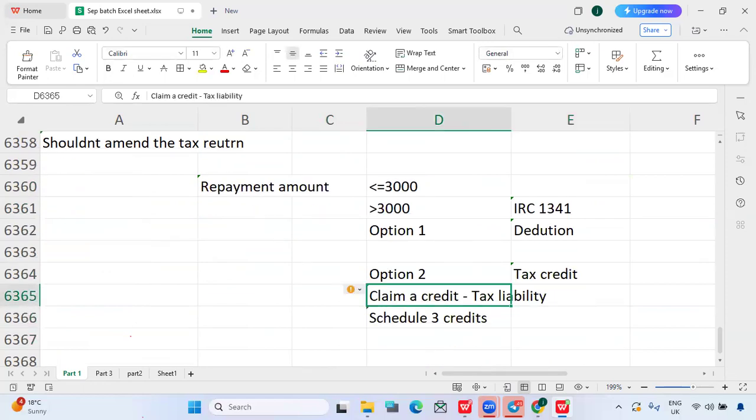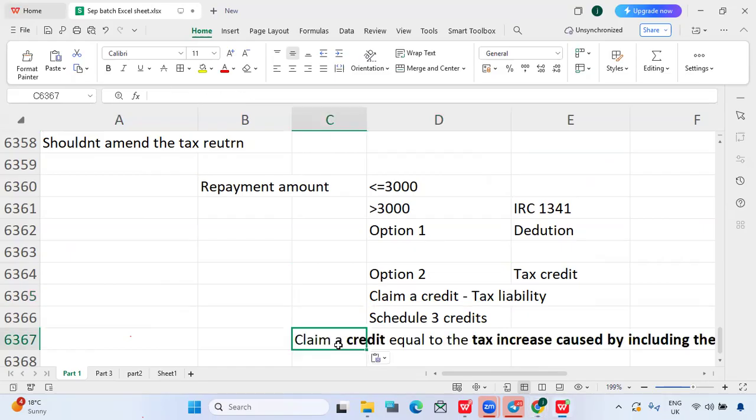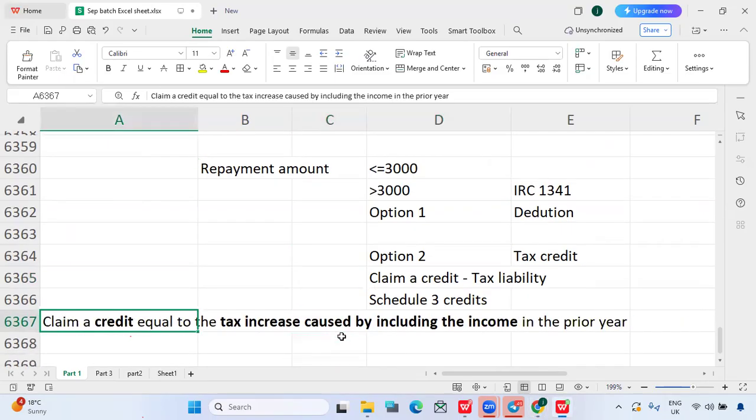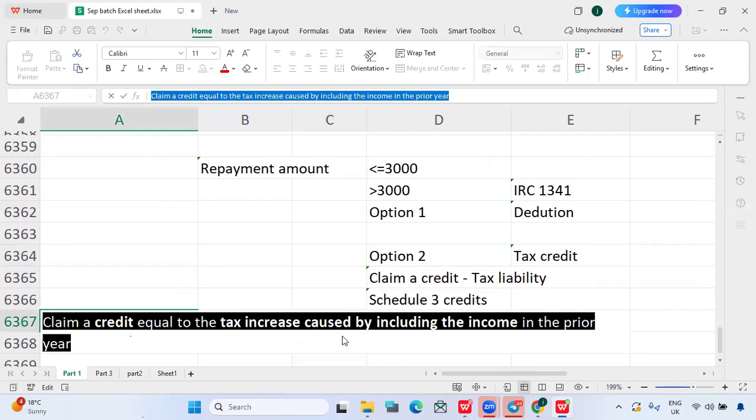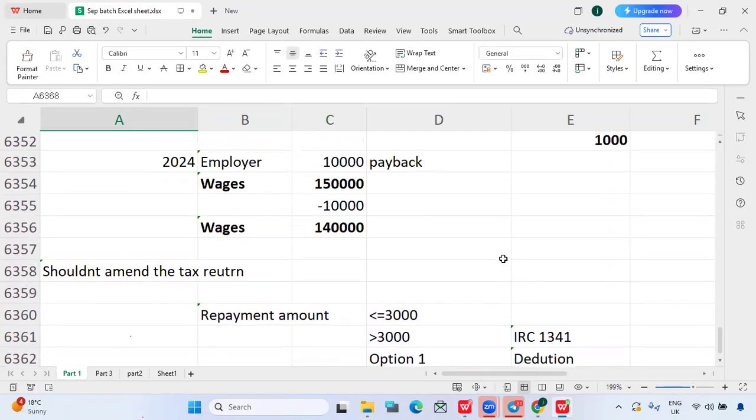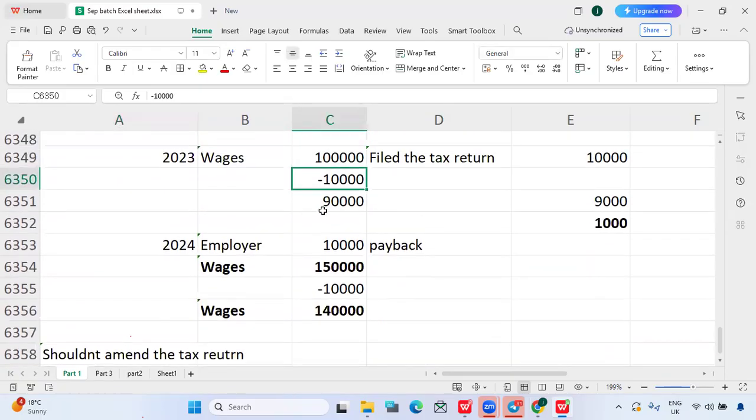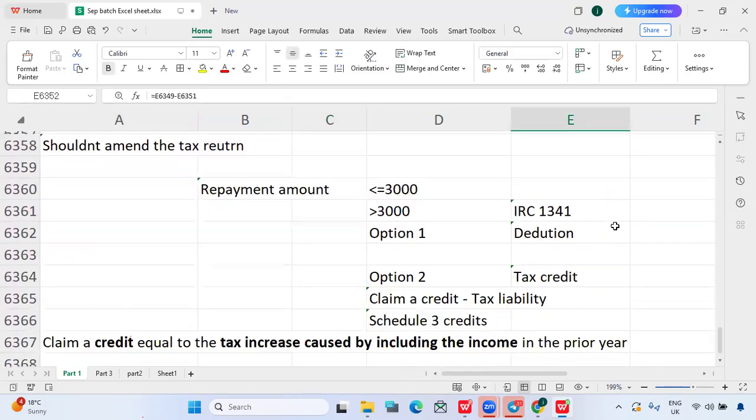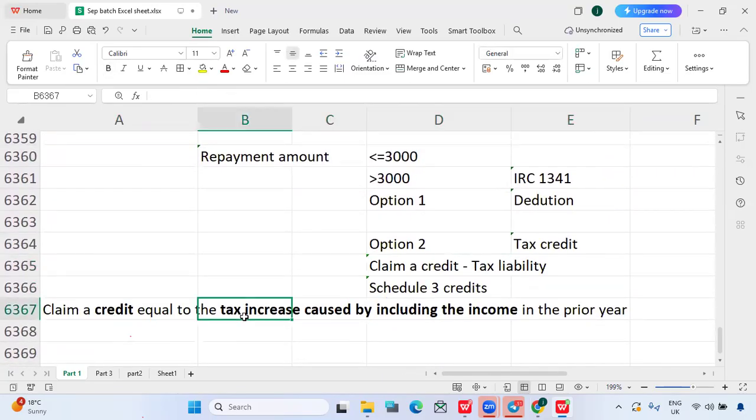For this we have a definition: claim a credit equal to the tax increase caused by including the income in the prior year. No need to remember the definition, but that is what we have done. We have seen that because of this additional $10,000, we have actually paid $1,000. Then this amount you can take as a credit in the current year. Option 1 and option 2. This is clear, guys?